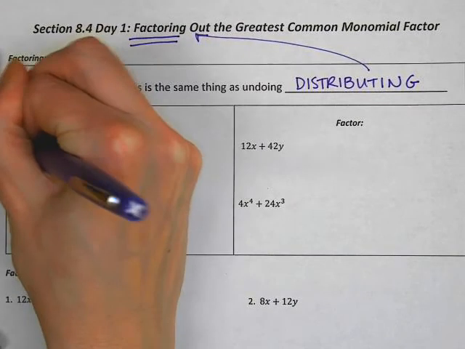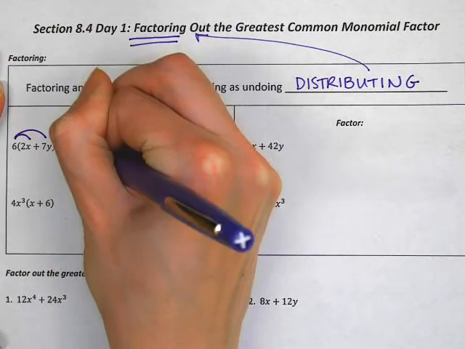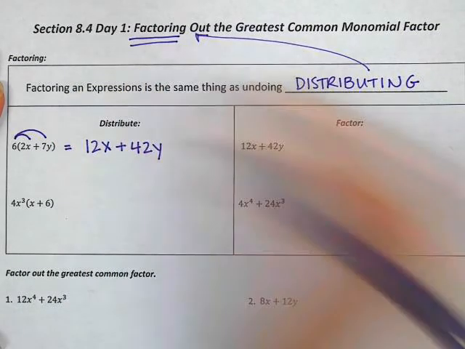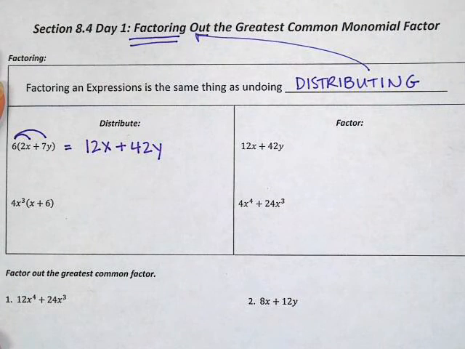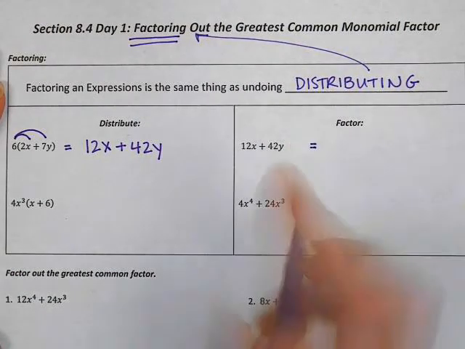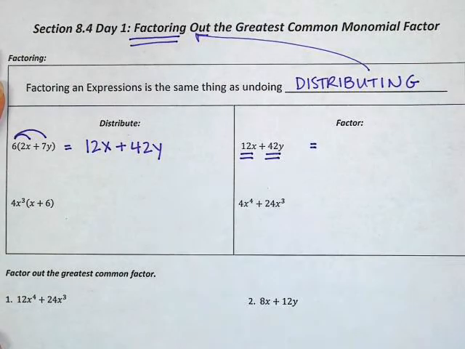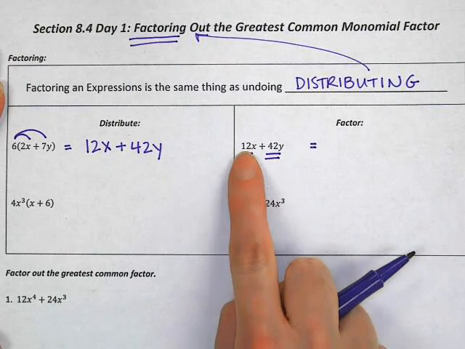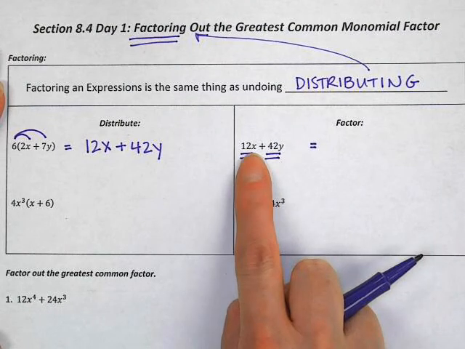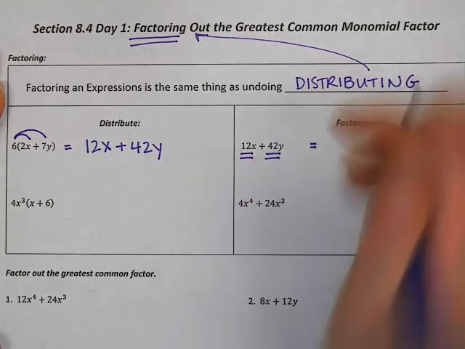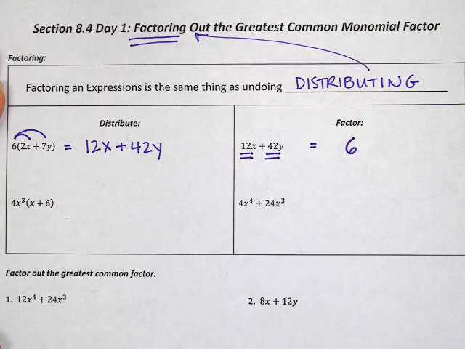You multiply into both pieces, right? So you would get 12x plus 42y. We know how to distribute. Factoring is going backwards, and factoring is saying, what do both of these have in common? Like, what number divides into 12 and 42? And you would say 6. Find the biggest number that divides into both. So you would pull that out.